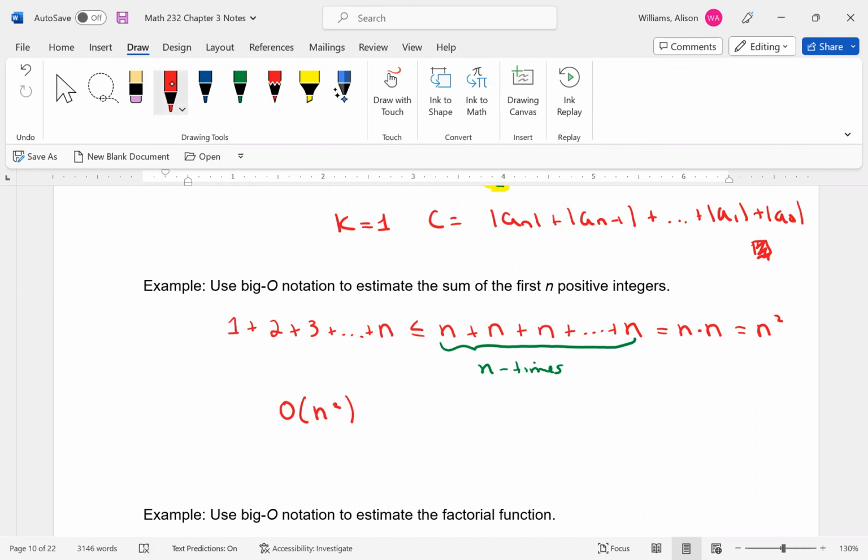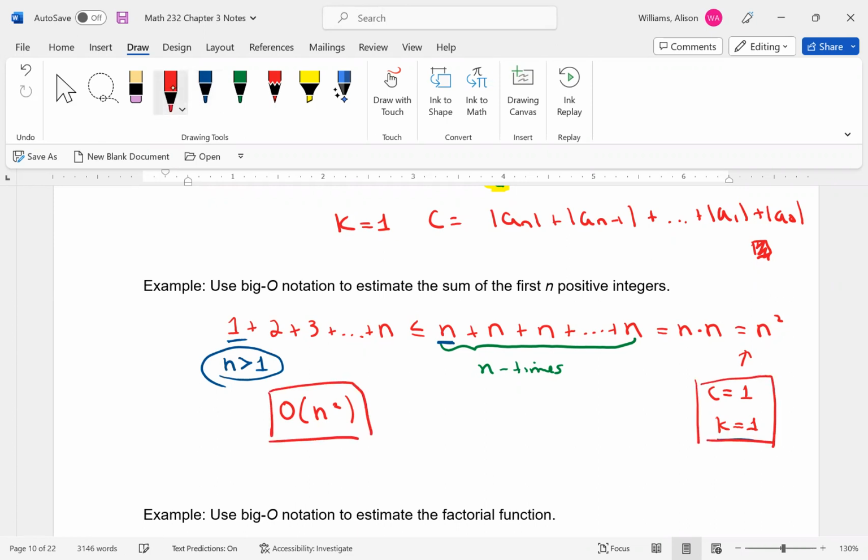All right. And in this case, C is going to be 1 because there's no number in front. And as long as n is bigger than k, we're good to go. I'm sorry. As long as n is bigger than 1, we're good to go. So this works as long as n is bigger than 1. That's our magic number for k. So there's our witnesses. And here is the big O that we're using.